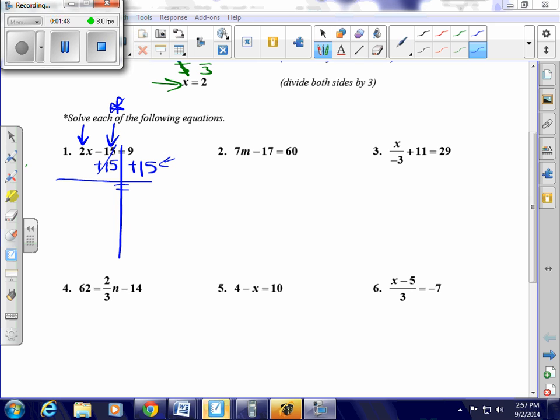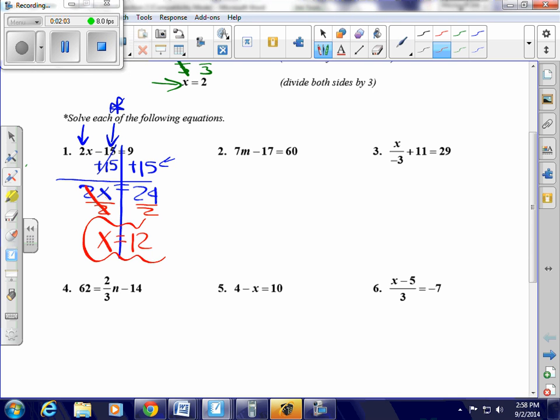So we get the minus 15 and the plus 15 to cancel out, and I have 2x is equal to, now just do the math on the right side to get 24. Now all we have to do is divide both sides by 2 to cancel out that 2, and I get x is equal to 12.